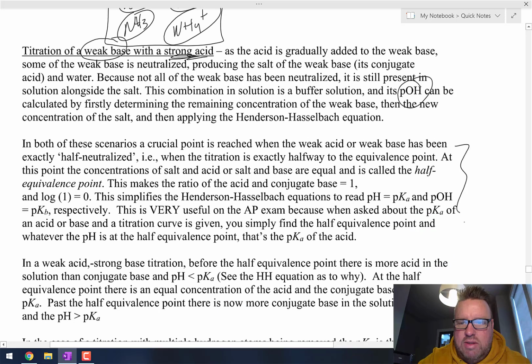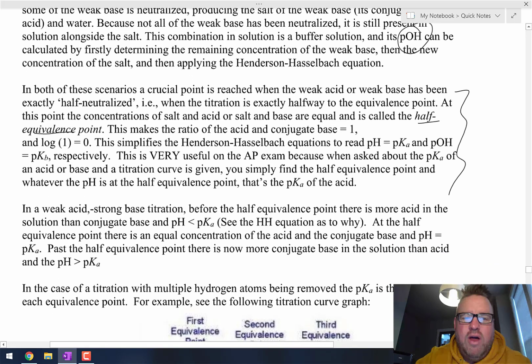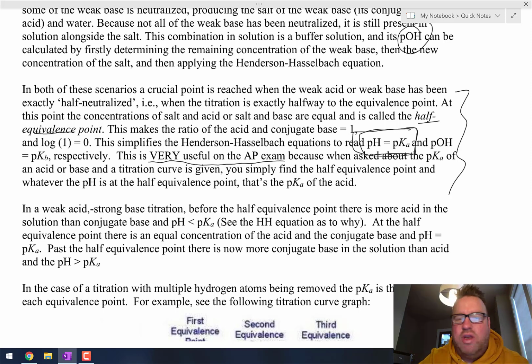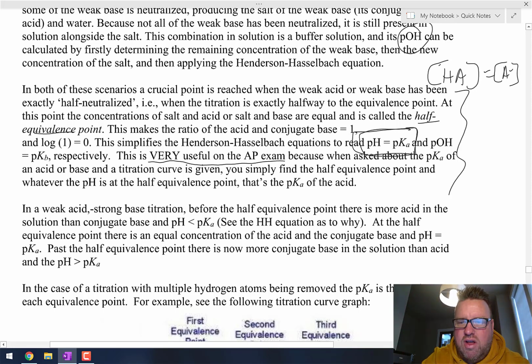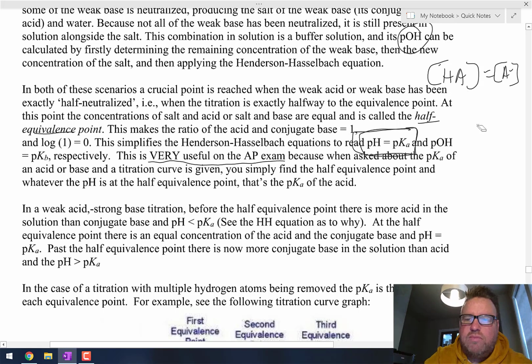Okay, this paragraph here talks about the half equivalence point again. I think we've talked about that a lot already. Again, it's very useful on the AP exam to know that at the half equivalence point, the pH equals the pKa. And remember, it doesn't have to be just the half equivalence point. What if it's not a titration? If it's not a titration, there is no half equivalence point. Anytime that the concentration of the acid is equal to the concentration of the conjugate base, or anytime the base is equal to the concentration of the conjugate acid, the pH is going to equal the pKa.